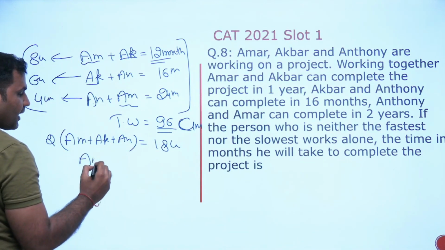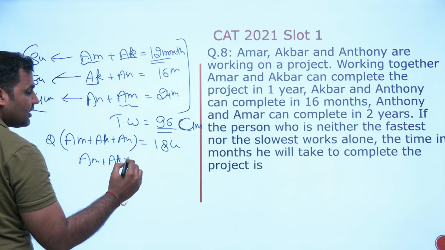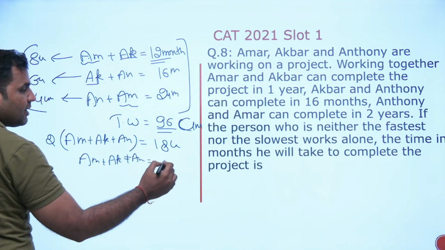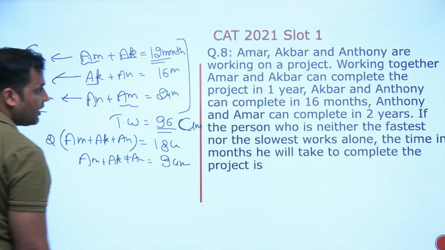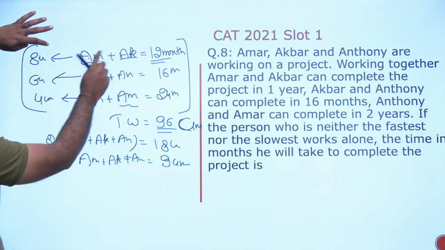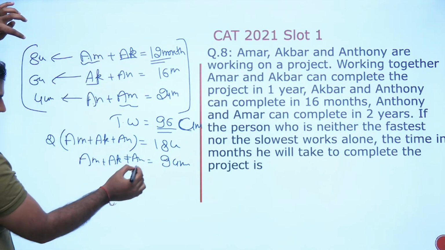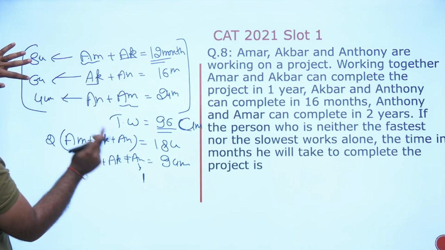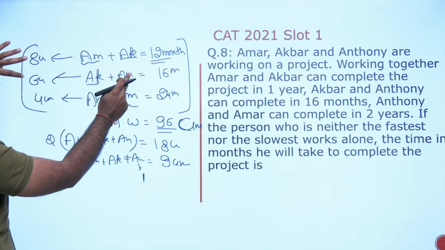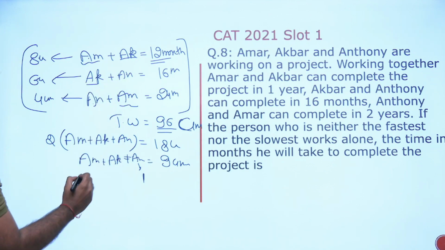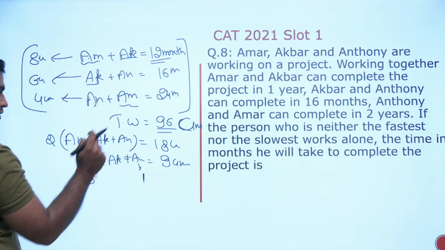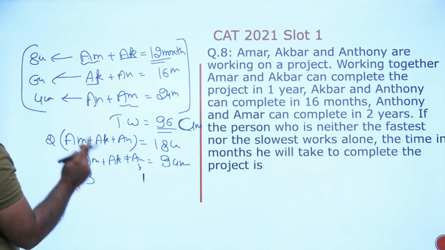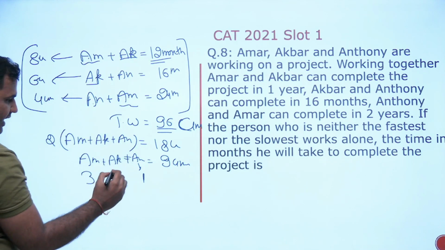So Amar, Akbar और Anthony मिलके एक दिन में 9 यूनिट्स काम करेंगे. 9 यूनिट्स. ओके, उसमें से अमर और अकबर 8 यूनिट करेगा, तो एंथनी अकेला 1 यूनिट करेगा. अकबर और एंथनी 6 यूनिट करेगा, तो अमर 3 यूनिट काम करेगा. एंथनी और अमर 4 यूनिट, तो अकबर 5 यूनिट काम करेगा.